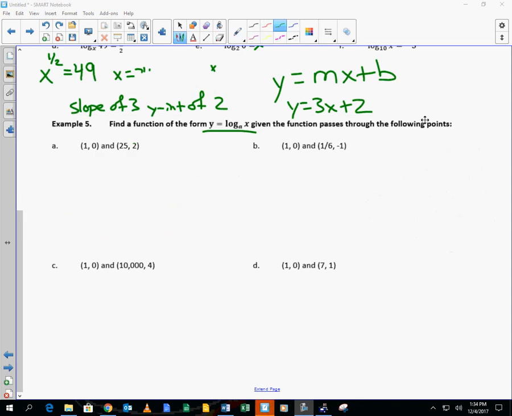So it goes through (1/6, -1). So this is my x value, this is my y value. -1 equals log base a of... So this means what number do you take to the -1 power to get 1/6? So 6 is that number. Very good, Will. So y equals log base 6 of x. That's my function.